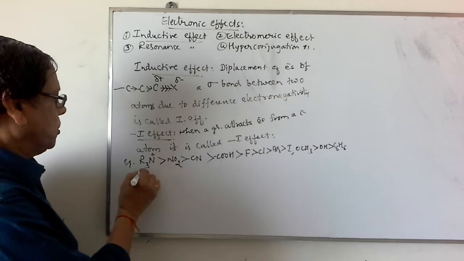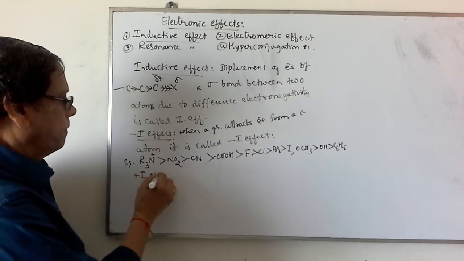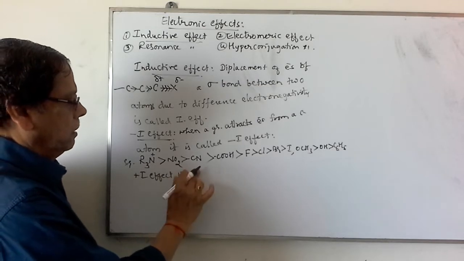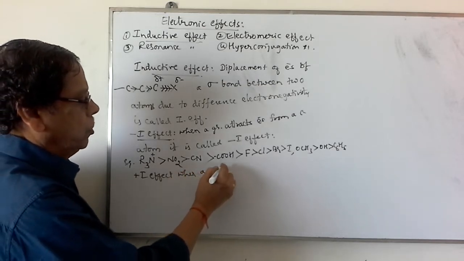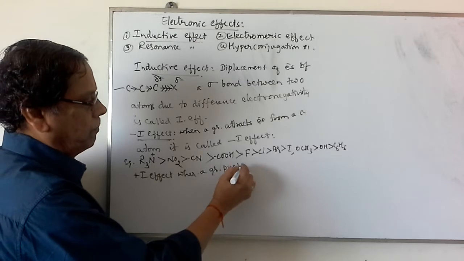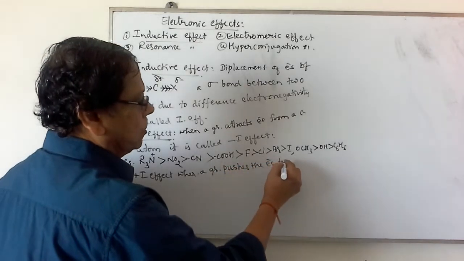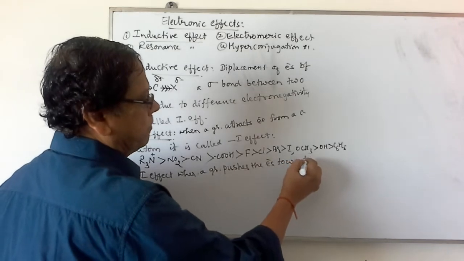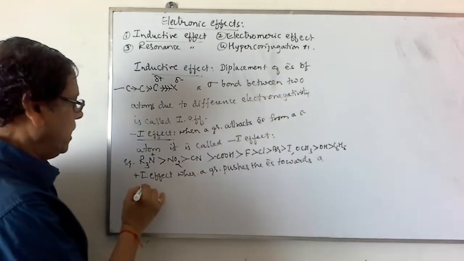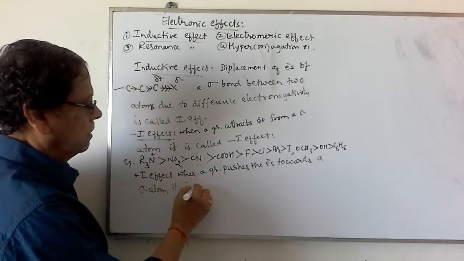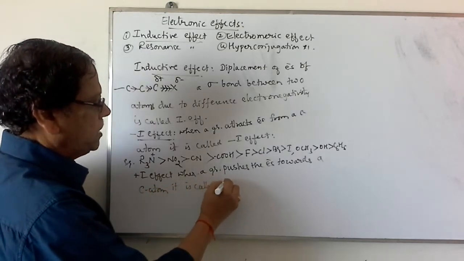Then we have this positive effect, plus I effect. When a group pushes the electrons towards a carbon atom, it is called plus I effect.